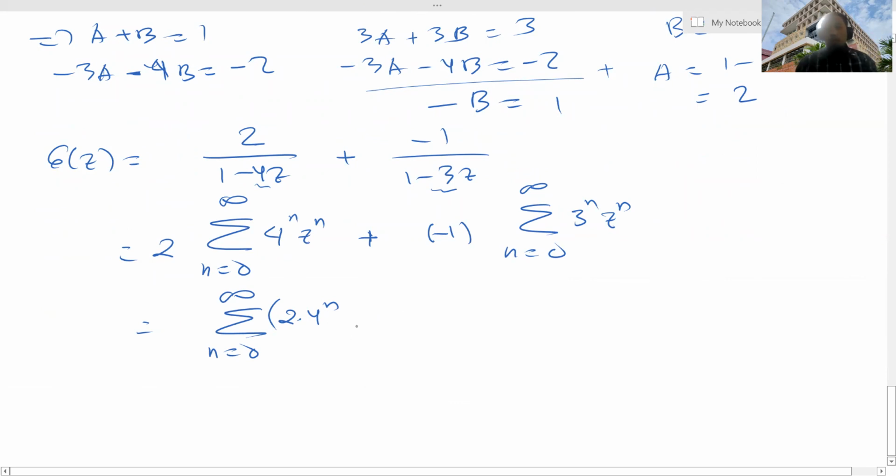and of course minus 3 to the power of n, times z to the power of n. Okay. So that means we obtain the final solution. a_n is actually 2 times 4 to the power of n minus 3 to the power of n. If we check, remember a0 is 1.